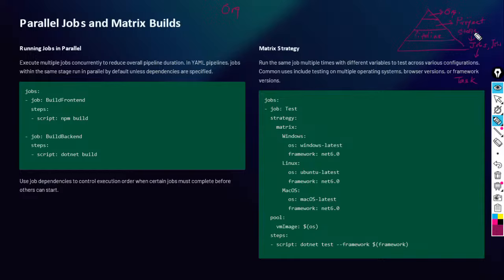And while doing the jobs, the jobs can be sequential. So this is job one. Then the pipeline goes to job two once job one is complete. If job two is complete, it goes to execute job three. This is sequential.